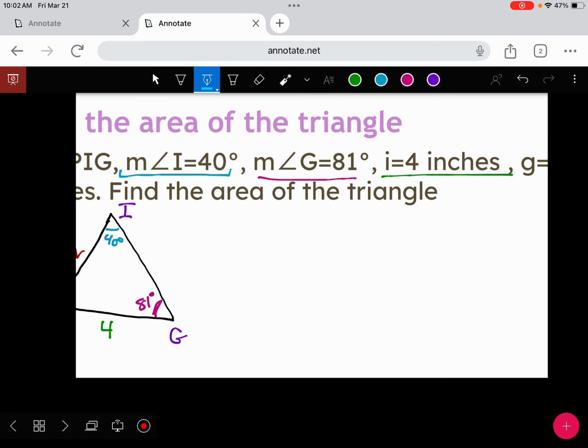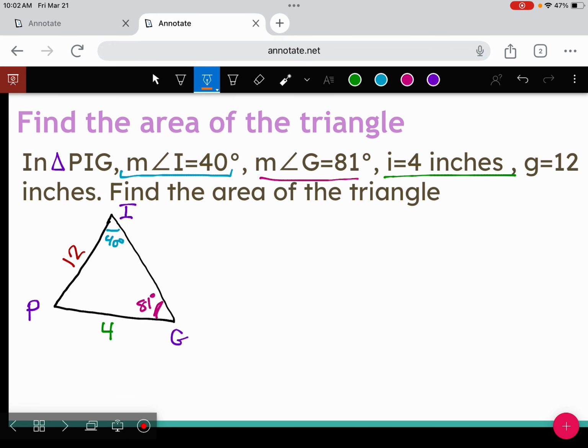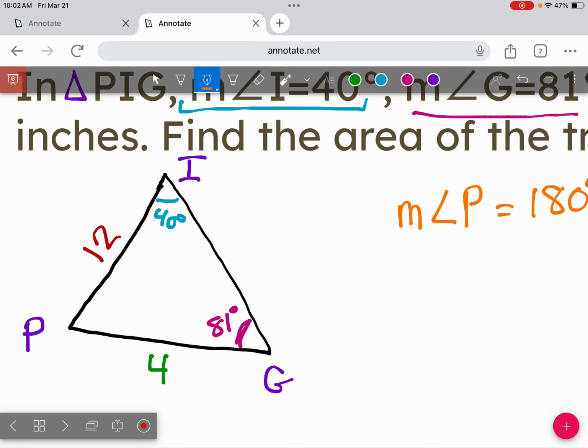We'll do orange. So our measurement at angle P is going to be our 180 minus the 40 minus the 81. So what is the measurement at angle P? 59 degrees. So now I know that this angle is our 59 degrees. And we can use our area formula because now I have a side, angle, side. So we've got our two little legs and our angle between them.